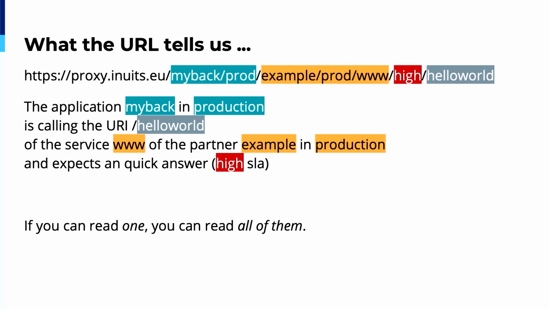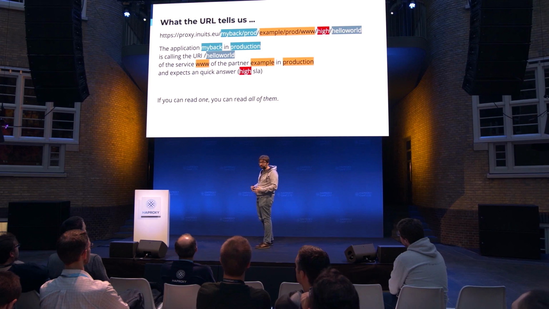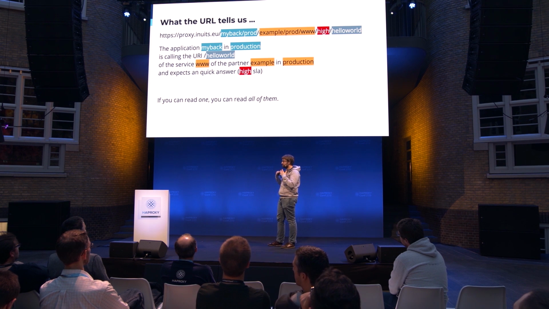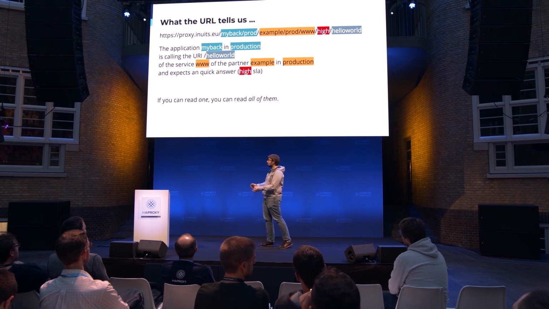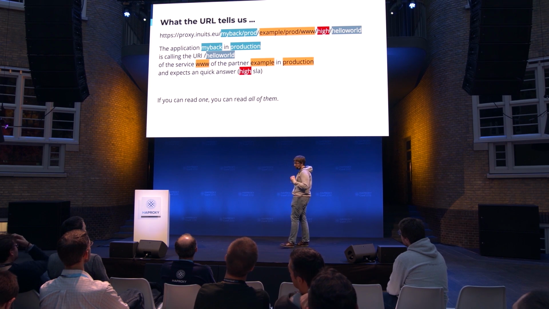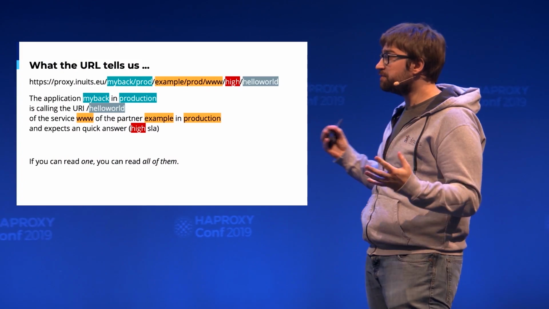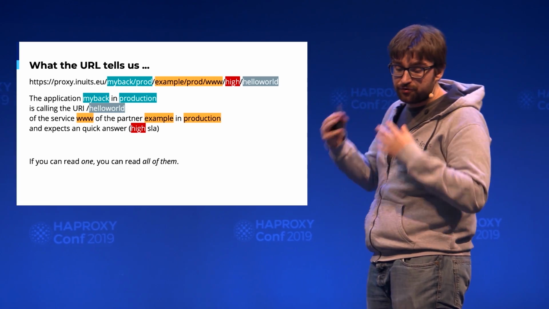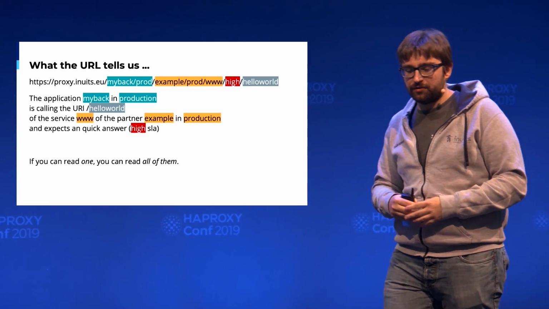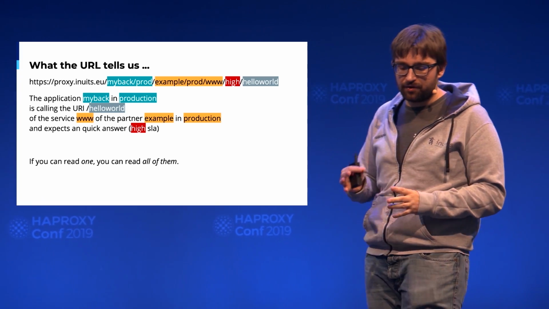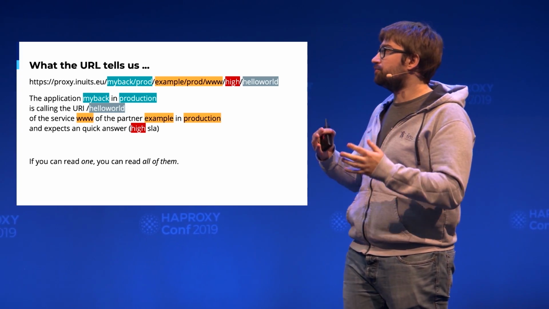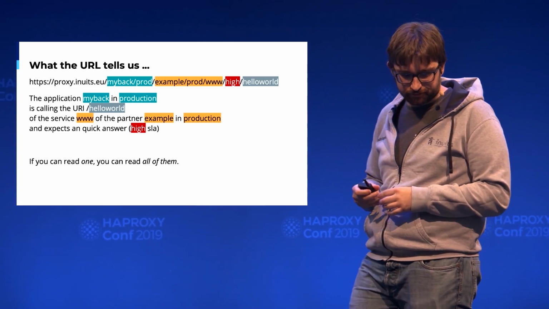Actually, the reason why we have timeouts is so that every application that we have will now follow the same rules. And we don't need to define in each application what the timeout should be. We define that in the HAProxy, and basically HAProxy will do the work for us to define the same timeouts for such services. And now if you can read one of those URLs, you can actually read all of them. If you're used to it, you can now know exactly what those URLs mean.